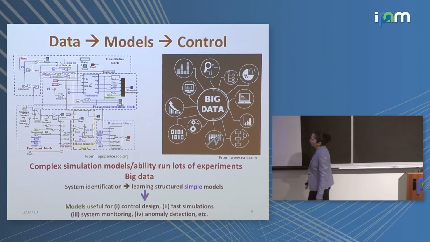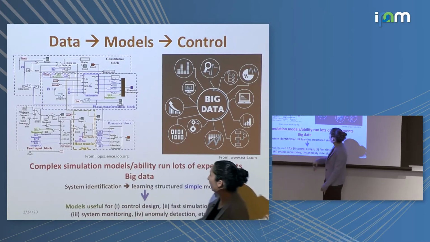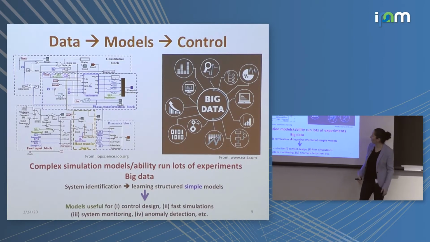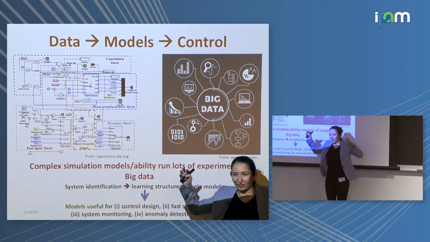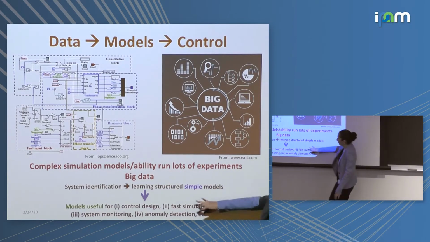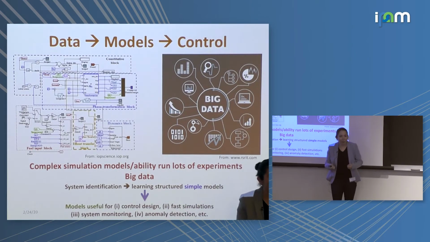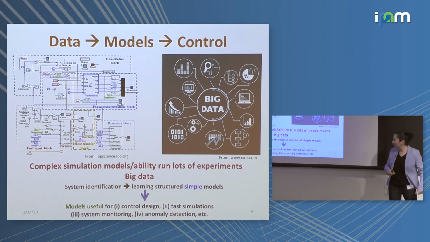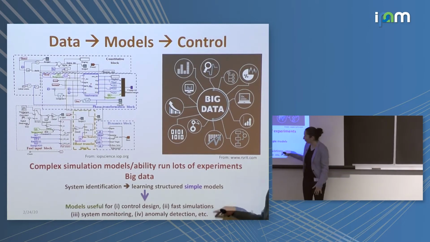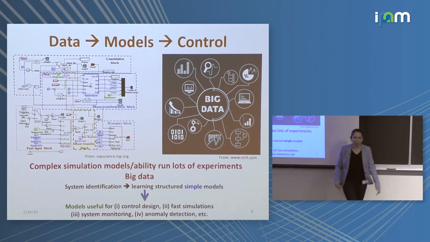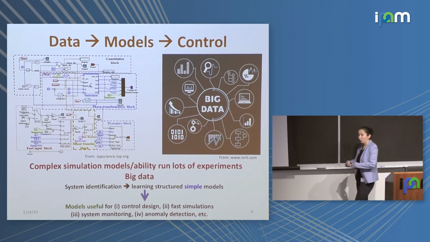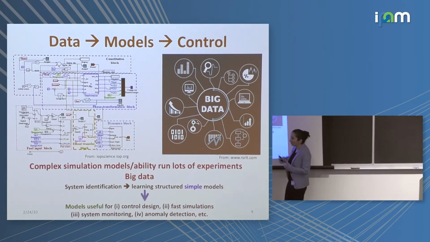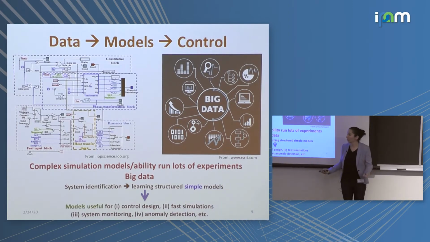One camp is you have complex simulation models, you have the ability to generate lots of data offline, or you have the ability to run lots of experiments on this system. Then you are typically in this big data regime, and you want to use system identification to learn some simple control model that you can do control with. And with that control, you can do all sorts of things that we control people like to do. So this is one setting that's studied a lot. You have lots of data, so you are interested in asymptotics of the type of algorithms you have.